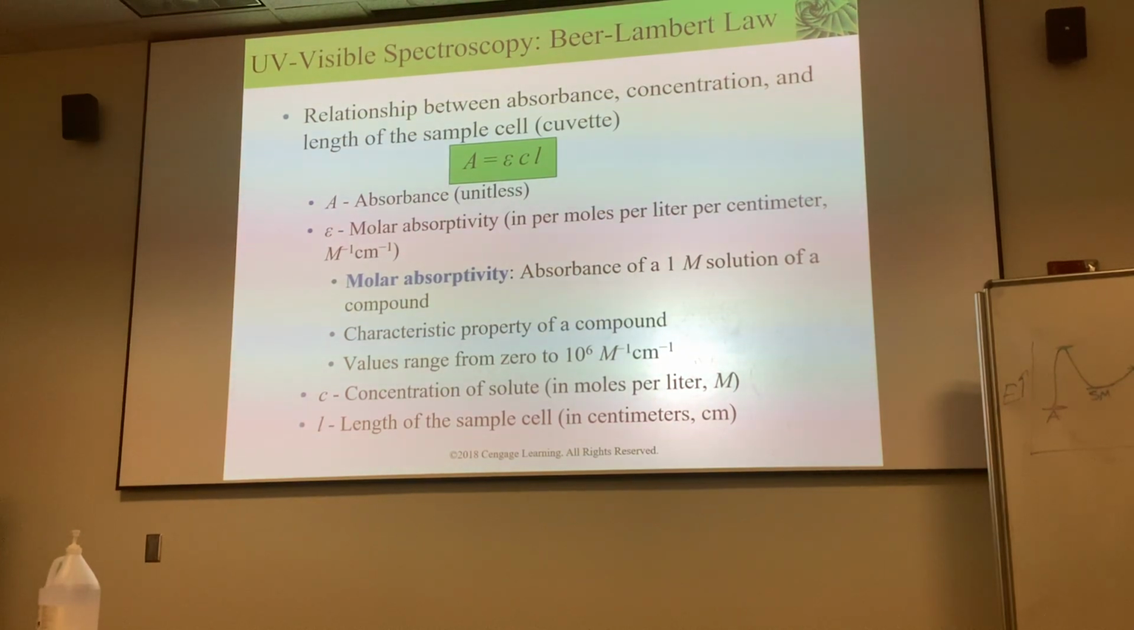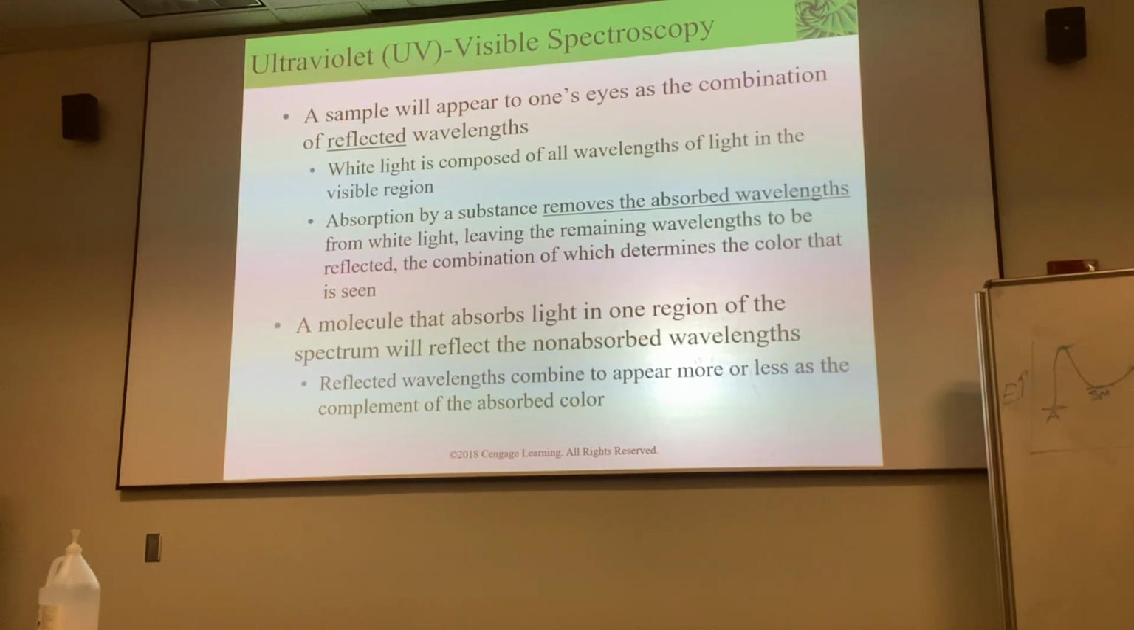Beer-Lambert law, you don't have to know this. What you should know is basically absorbance and concentration, and the length of the sample cell. You get a linear relationship between absorbance and concentration when you use the same compound, right? So your molar absorptivity stays the same, and the length of your sample cell, your cuvette, is the same, right? So how much of this stuff the light has to travel through.